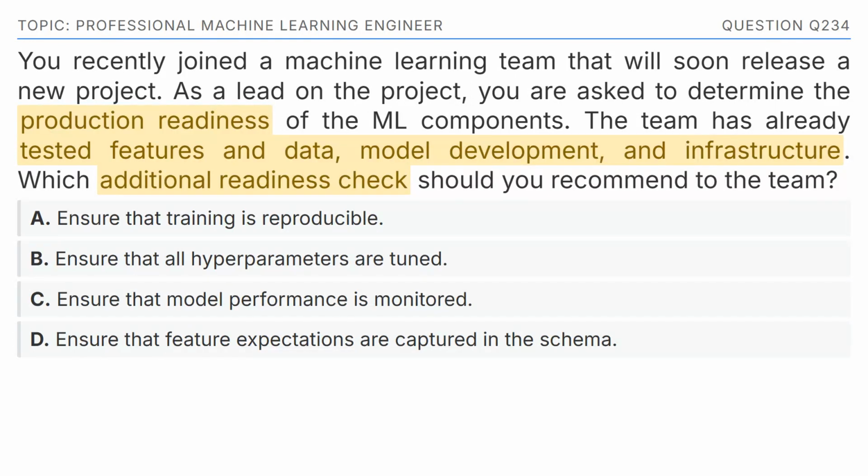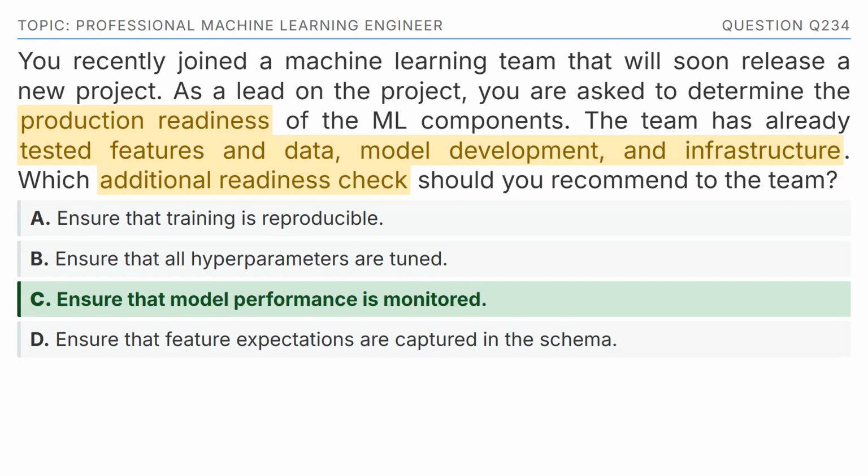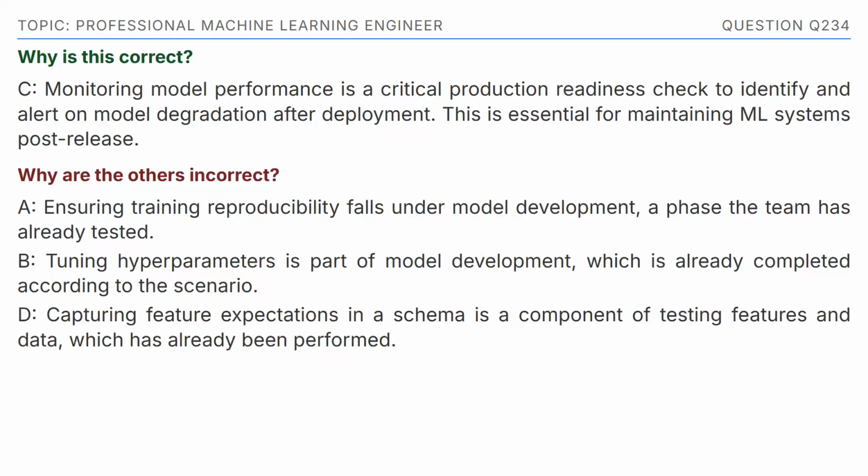To arrive at the correct answer, we focus on the keywords: production readiness, tested features and data, model development, and infrastructure, additional readiness check. The correct answer is option C. Ensure that model performance is monitored. Why is this correct? C. Monitoring model performance is a critical production readiness check to identify and alert on model degradation after deployment. This is essential for maintaining ML systems post-release.